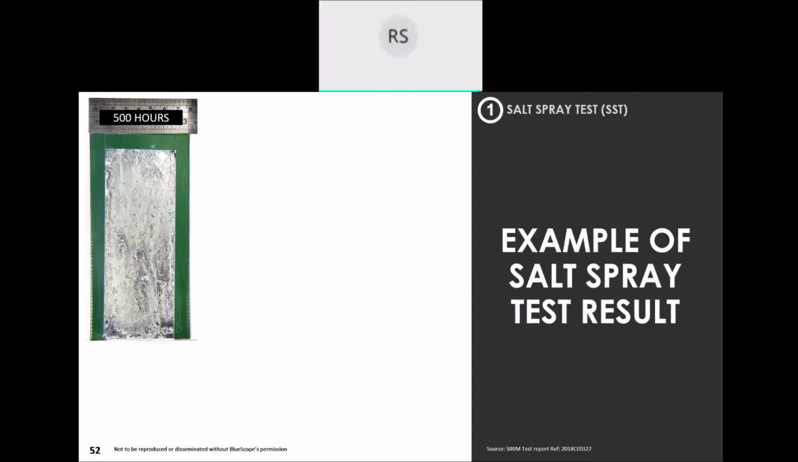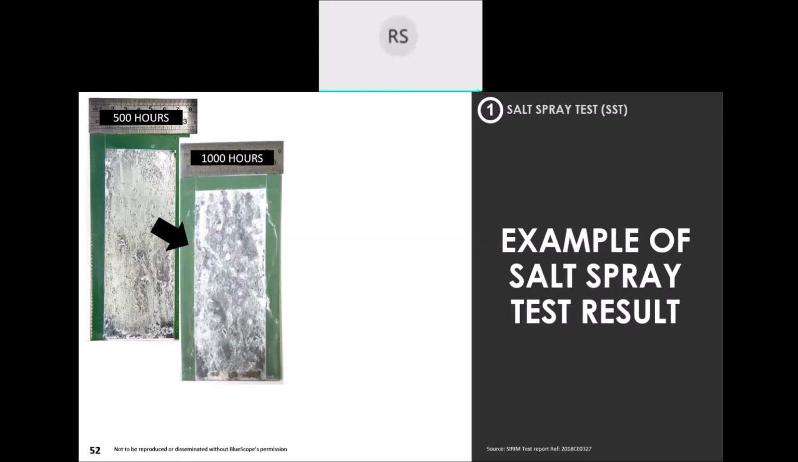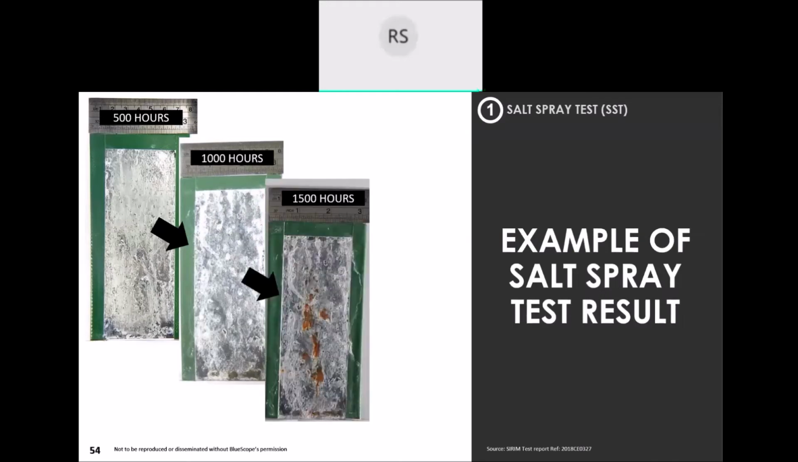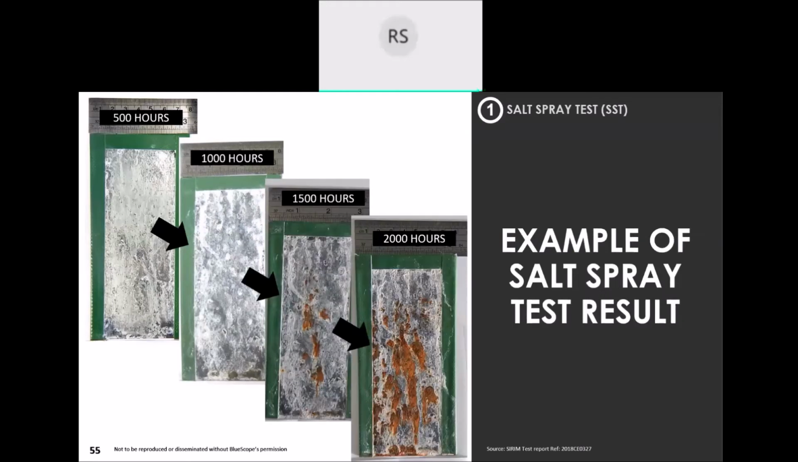So I'll show you one example, which I will pull up again in the next point. This is the same sample that's exposed to 500 hours of salt spray, to 1,000, to 1,500, to 2,000 hours. So does it mean that it can withstand so-called 1,000 hours, which means C4 category? Right, so that's the question.